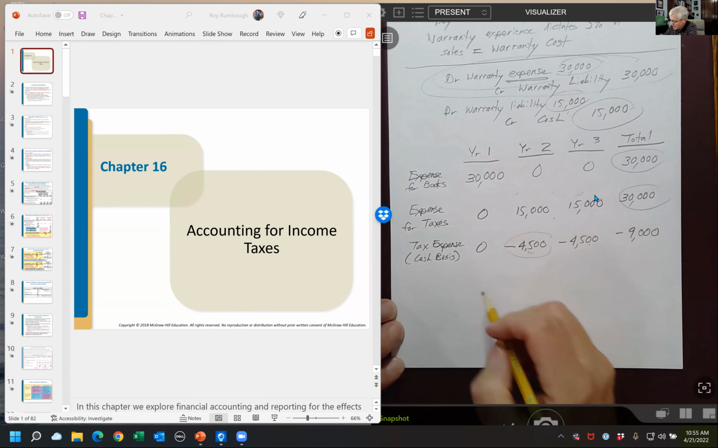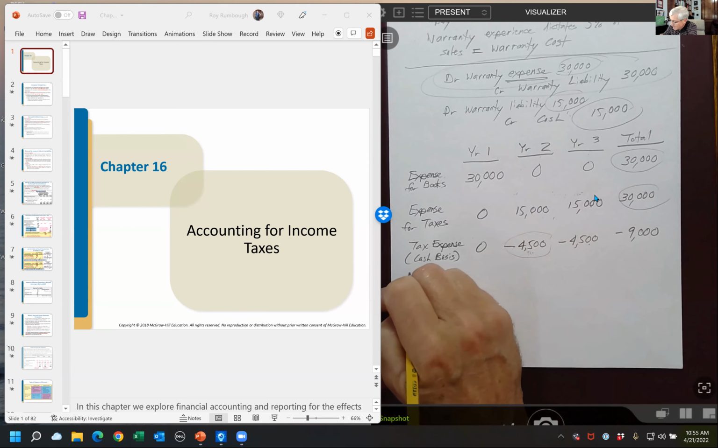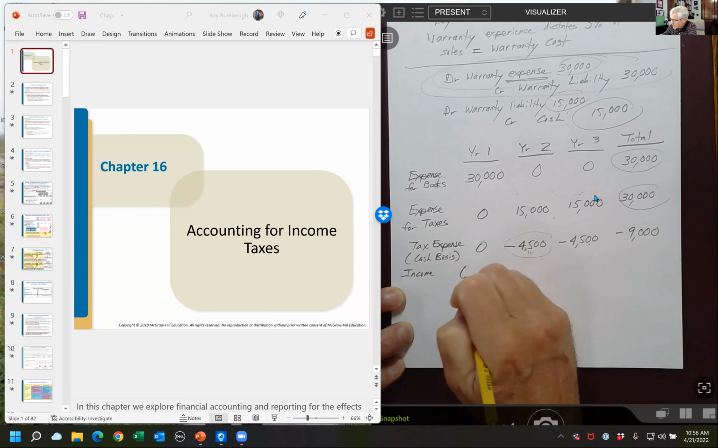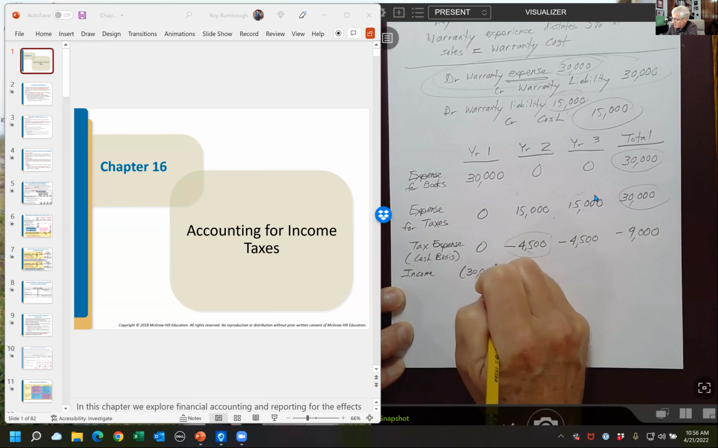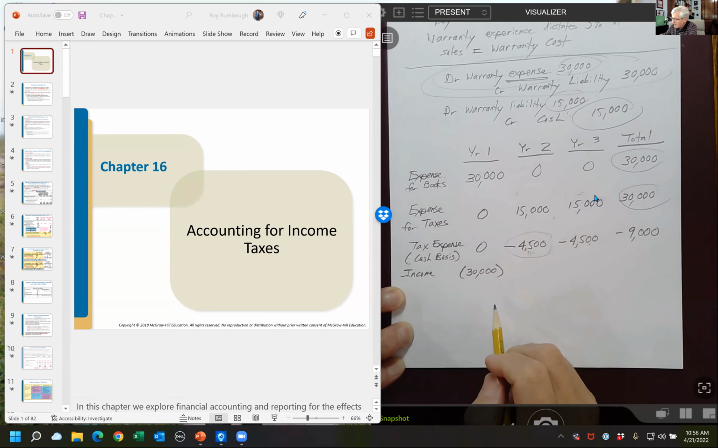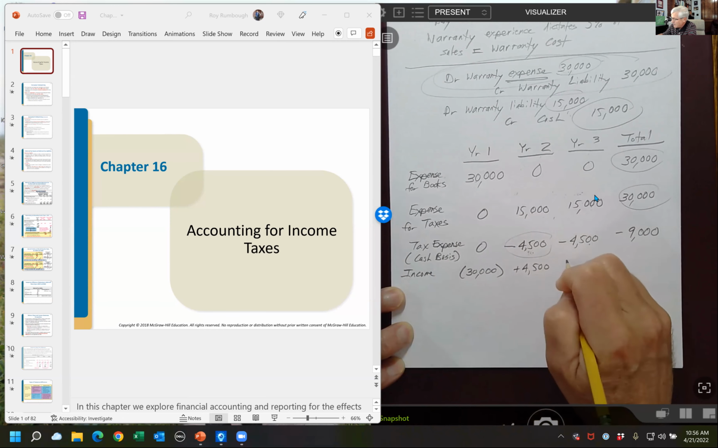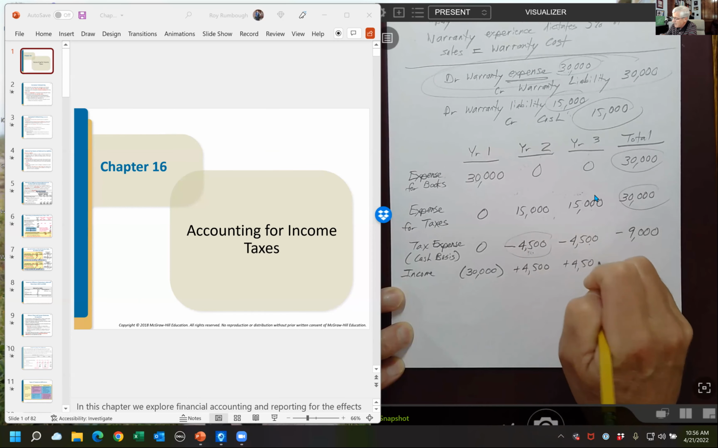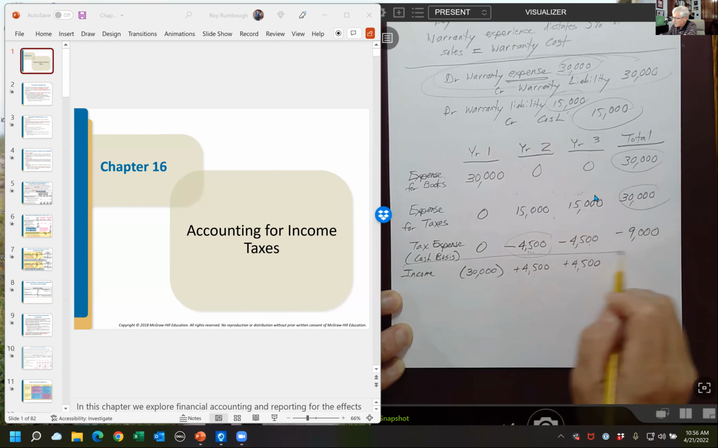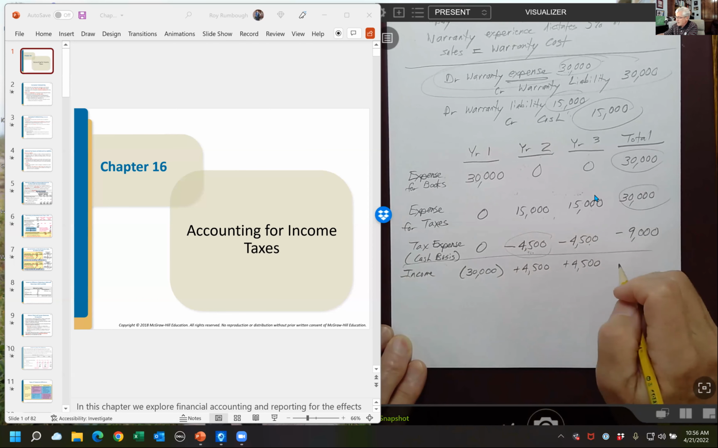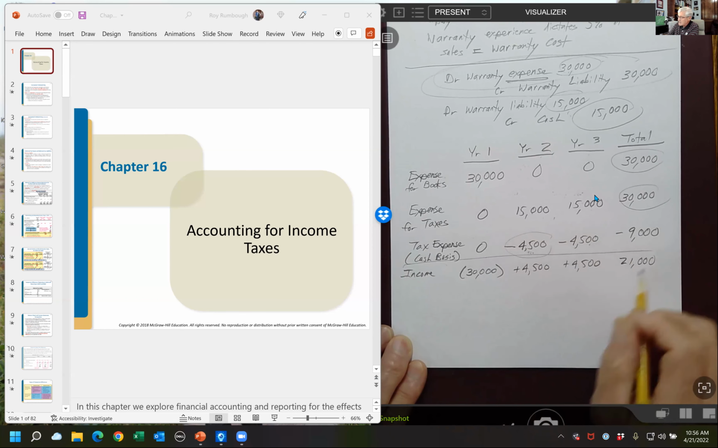And so we look at our income on the cash basis. This is minus 30,000. This is a negative, and this is a plus 4,500, plus 4,500 from an income side. And then the total is going to be 21,000. This is on the books.